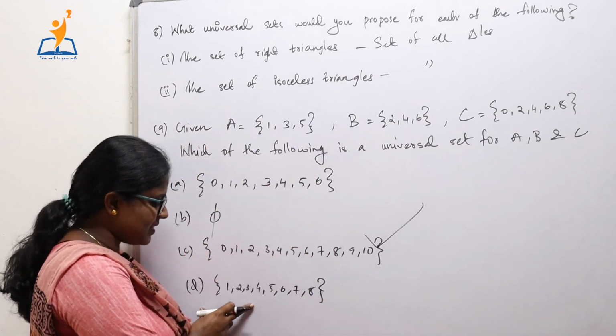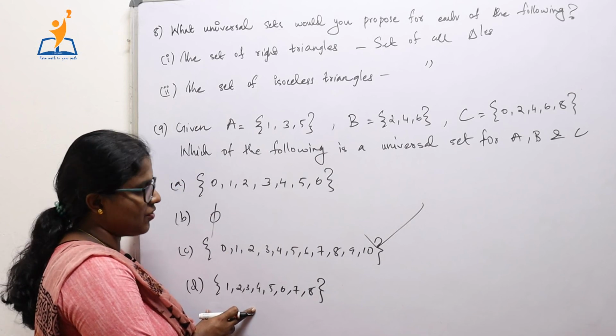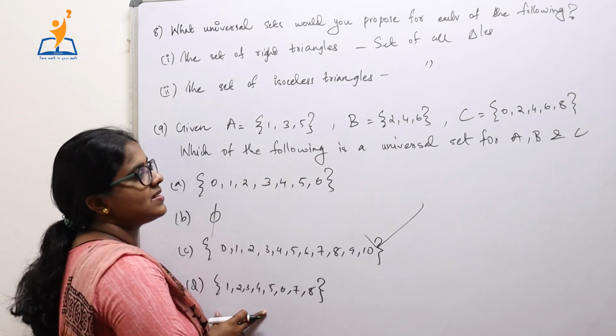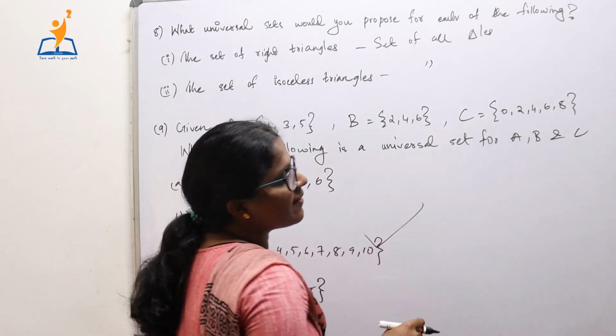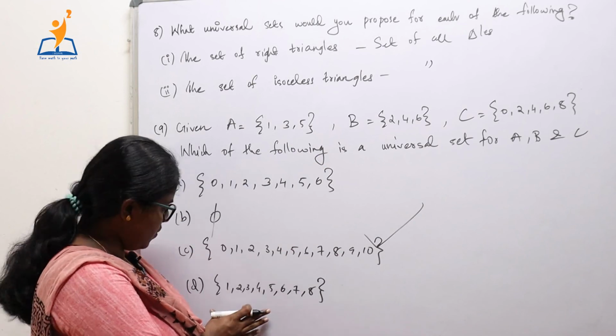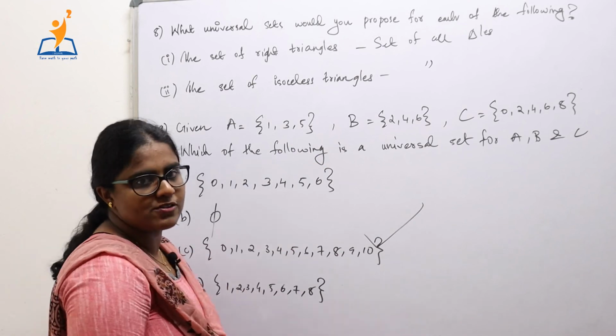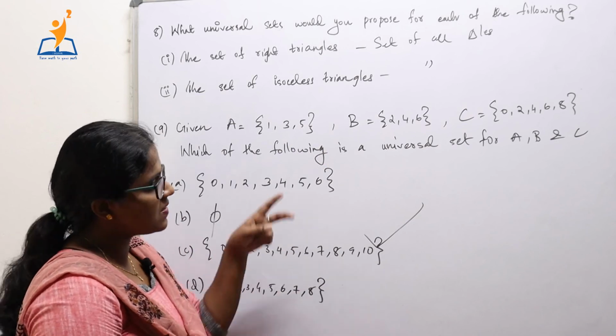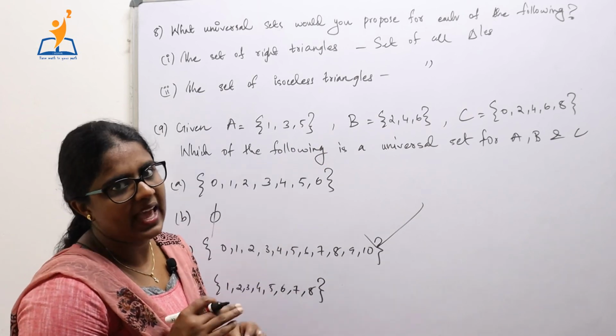Now check whether this set can act as a universal set for our A, B and C. This set cannot act as a universal set because we have 0 in our set C, but in this particular set we do not have 0. So D also cannot, that is this set also cannot act as a universal set. So this is the set which acts as universal set for A, B and C.